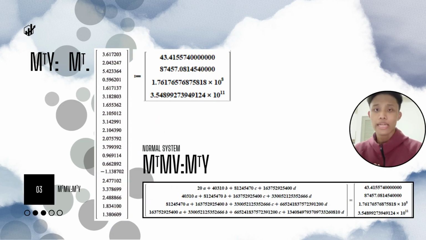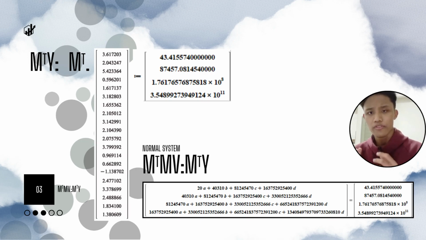Next, we compute M transpose Y by multiplying the transpose of our design matrix by our observation vector. This collapses our 20 unique data points into a single 4 times 1 column vector, representing the weighted sums of our observations. Look at the bottom of the slide.